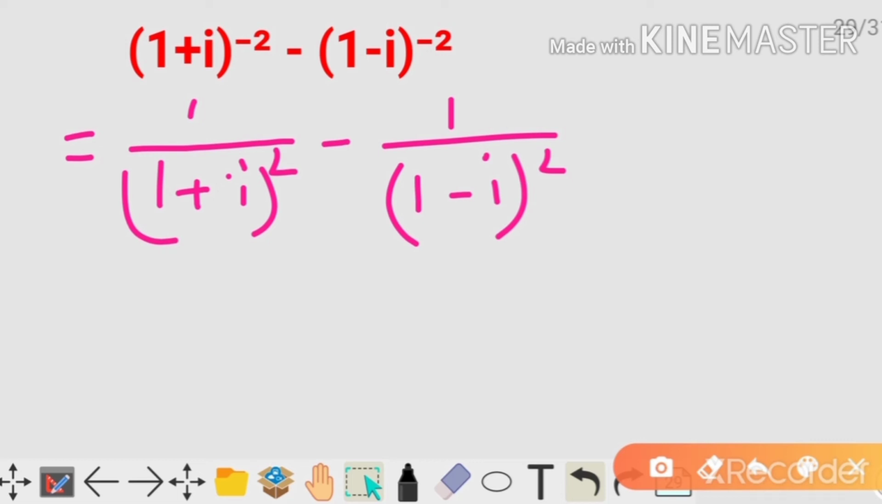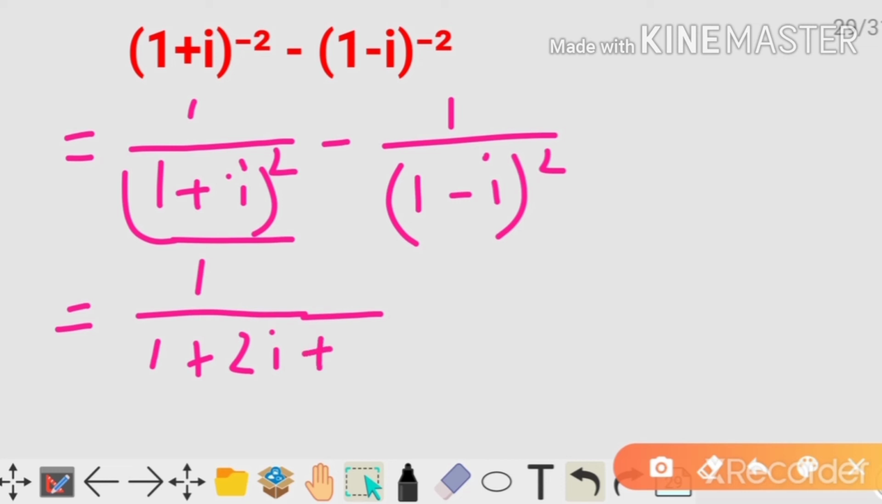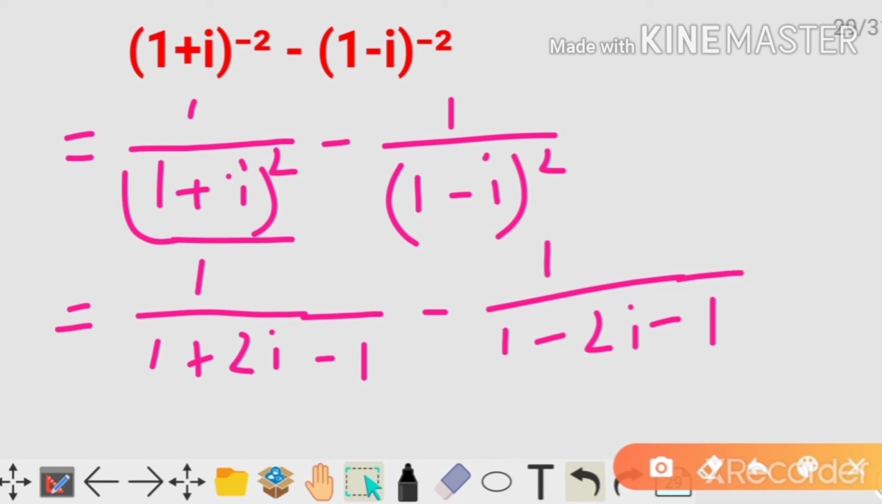So then, how do we solve this? We'll first square the denominator, okay? So it will be 1 plus 2i plus i square, and i square means minus 1, so it will be minus 1, okay? Similarly, it will be 1 minus 2i minus 1, okay? So here plus 1 minus 1 will be gone, so we can get 2i and minus 2i.